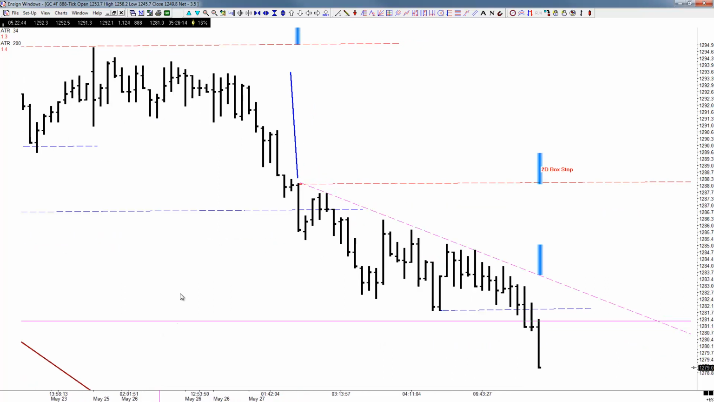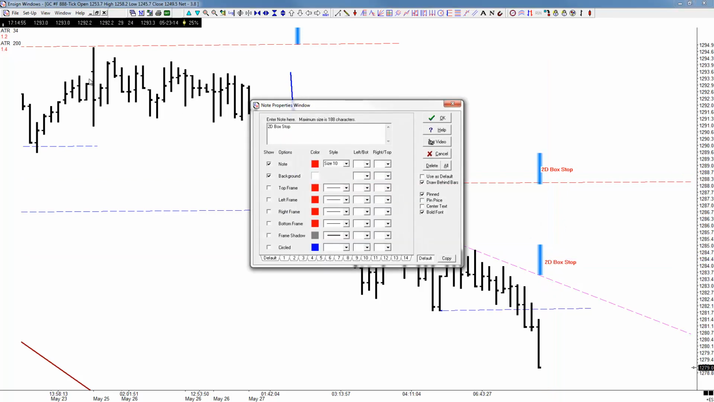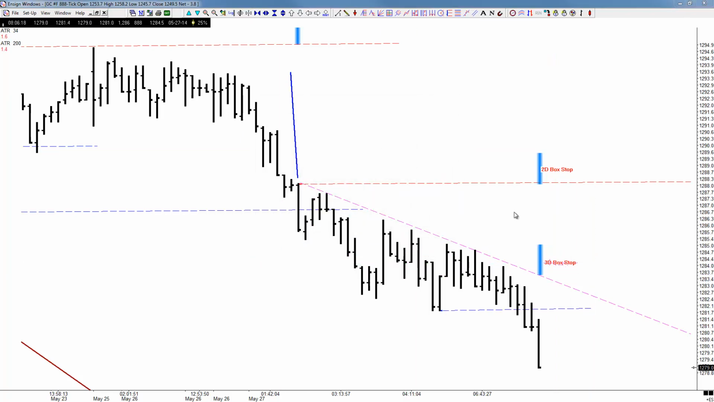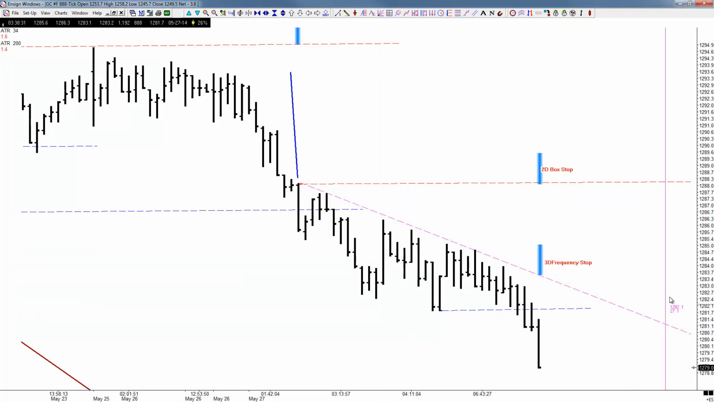Okay. As we make a significant break below this low, you can have a 2D stop here. If you want, you can have your 2D stop here. I'm sure this is written here, but let's write it again anyway. This is a 3D, well, let's call it a 3D frequency stop. So you could have a stop at 1289, you could have a stop at 1285, or you could have a stop at 1297. You're going to have to choose your poison.